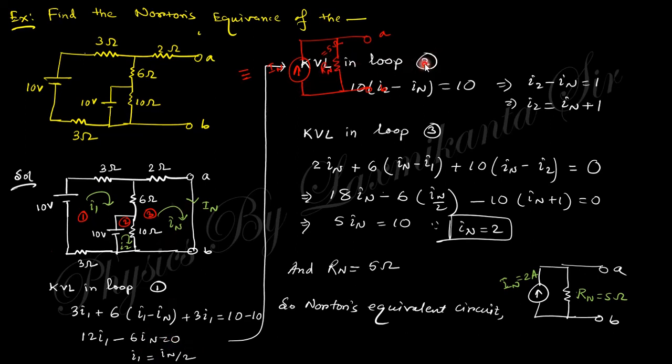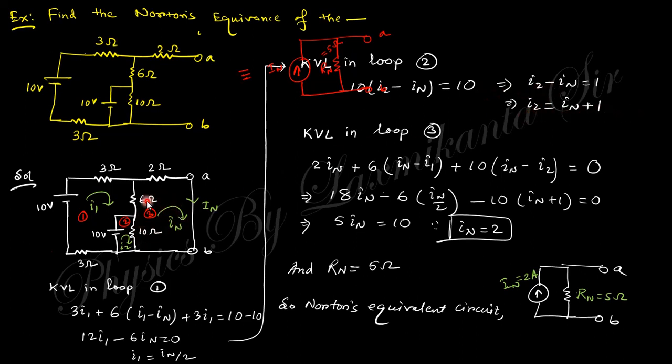In loop 2, you can see this current here is I2, and this IN is in the opposite direction. So this is I2 minus IN. 10 into I2 minus IN equals 10, because in this loop there is a 10. So this becomes I2 equal to IN plus 1.